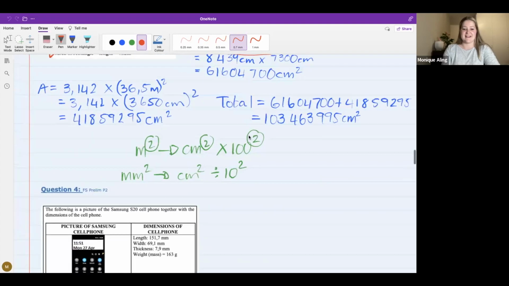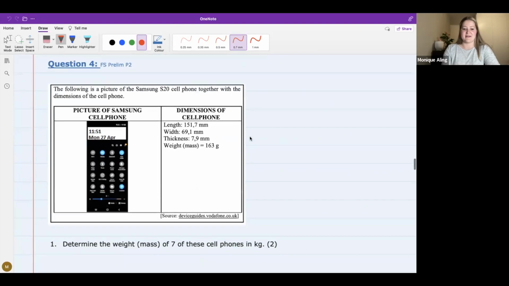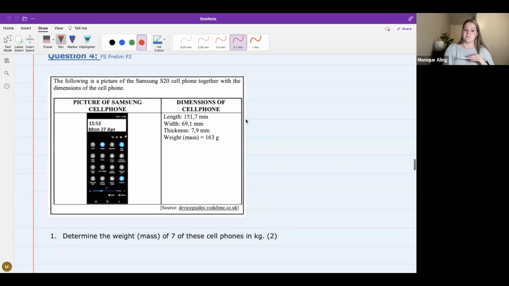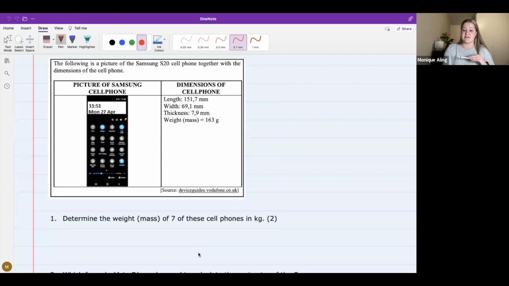Hey, let's go back. How are we going to work out the weight of 7 cell phones? The last question, take it out of you guys. Yes, Cowboy and Ashley. I'm not sure what happened there. Slightly off.